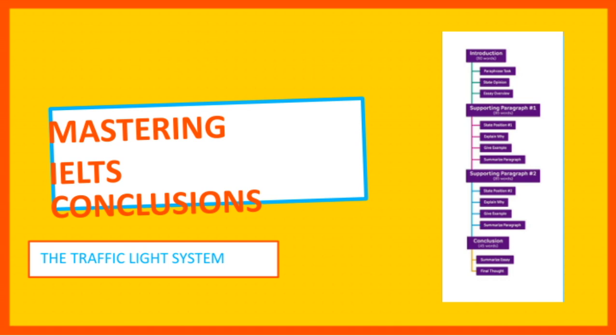We're going to explore the traffic light system for mastering IELTS conclusions. This is a powerful tool to help you improve your writing and get better scores. Over the next few slides, I'll guide you through what this system is, how it works, and how you can apply it. So let's get started and make your IELTS conclusions stand out.